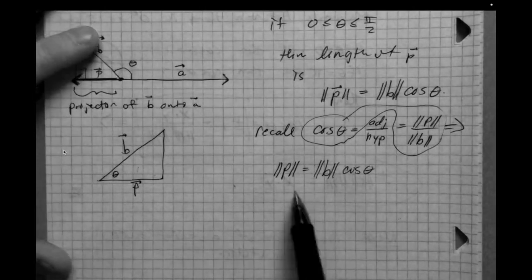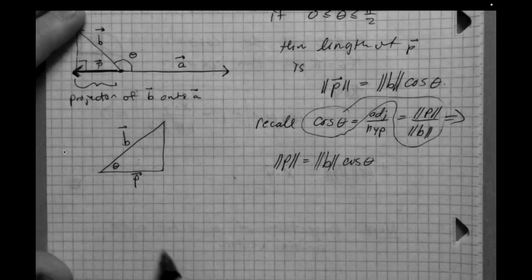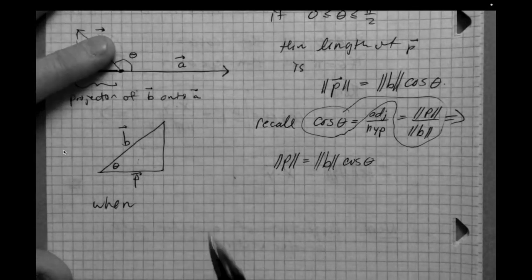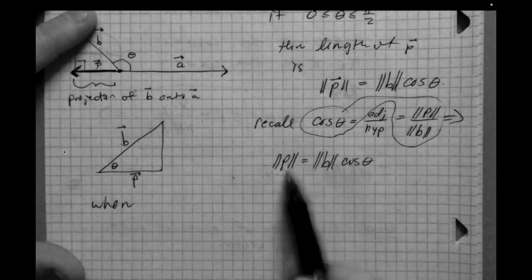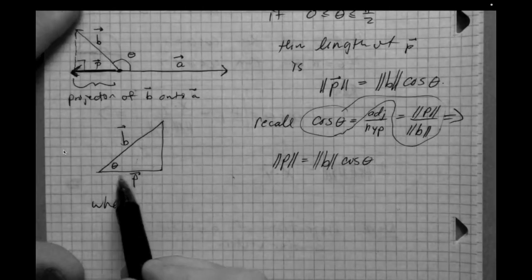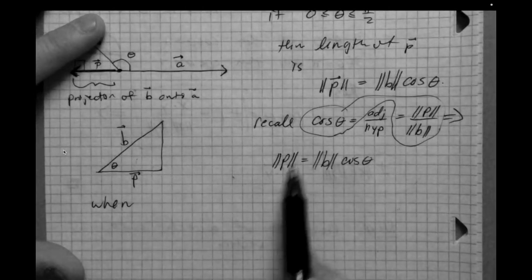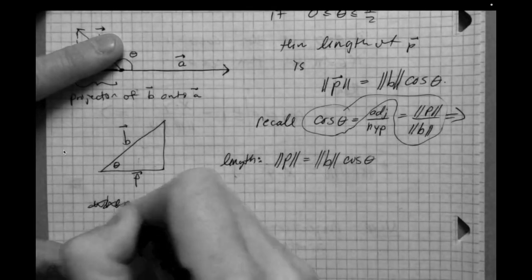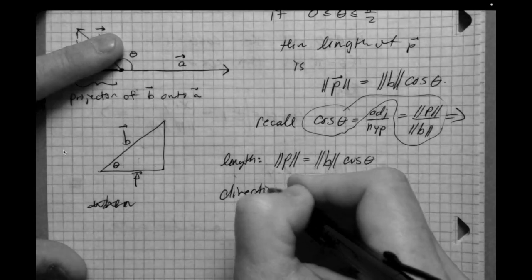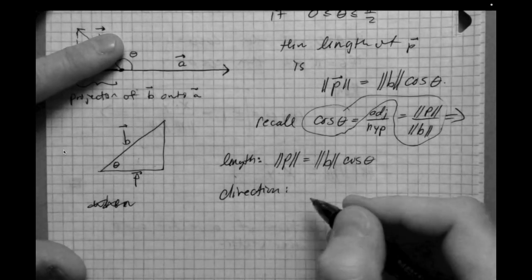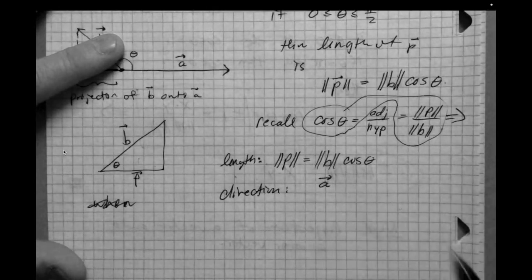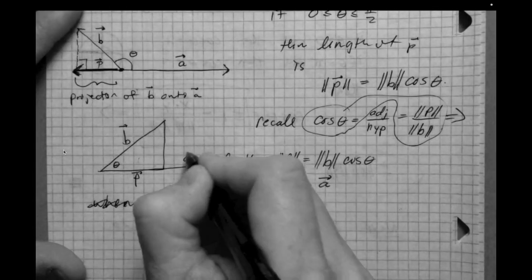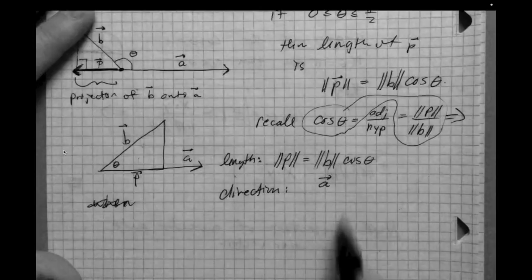Right, and it's similar for the other situation. Hold on a sec. So this tells you the length of P, and how do we know the direction of P? So this is the length. The direction of P in this case is going to be equal to, well, just take the A vector, right? Remember A is down here. P lies on A, doesn't it? The direction is just going to be the A vector.